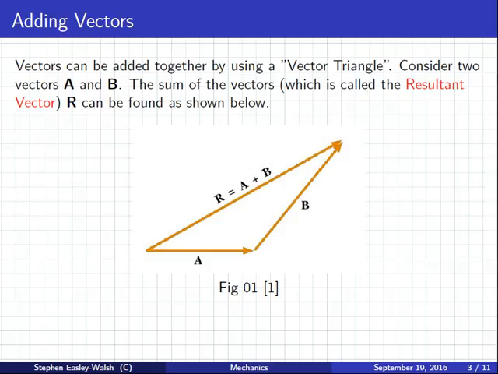Now, the reason it's called resultant, it sounds like the word result. Do you know this word in English, result? Result means what? Answer. Answer, basically, yeah. So this is like the answer for A plus B. This is called the vector triangle. You've seen this before, I'm sure. But maybe you didn't know the vocabulary resultant.